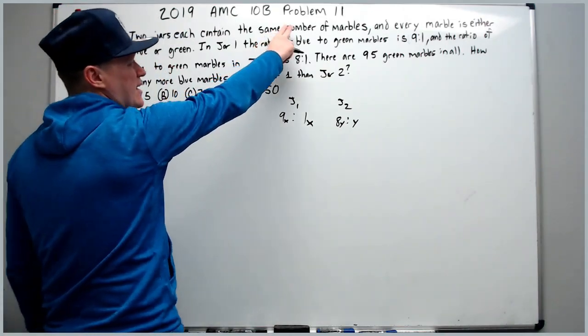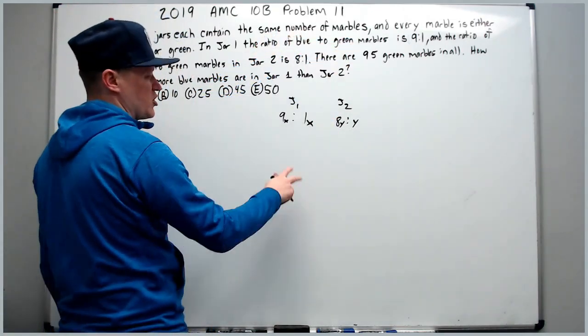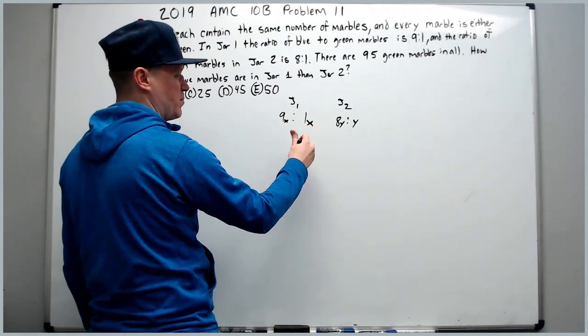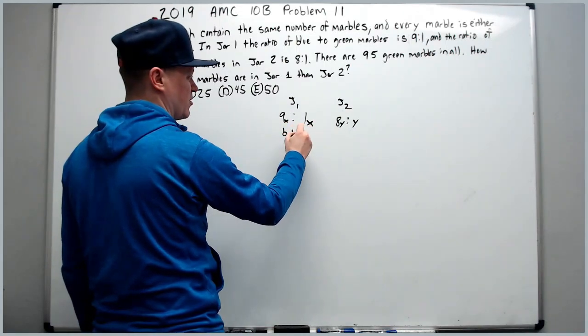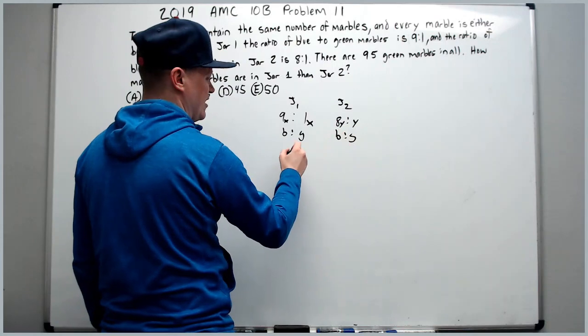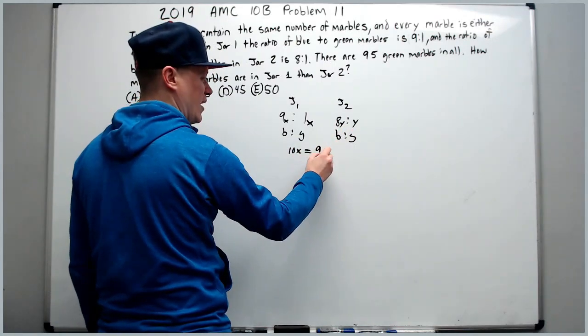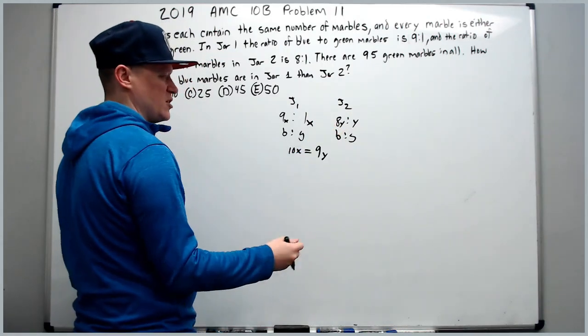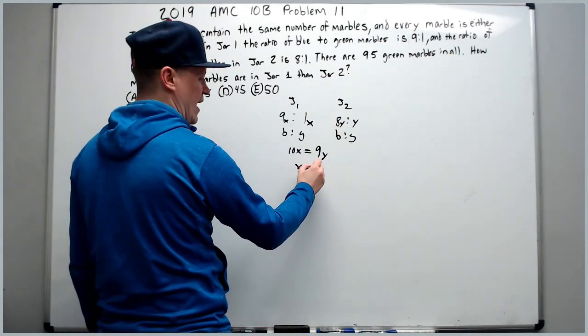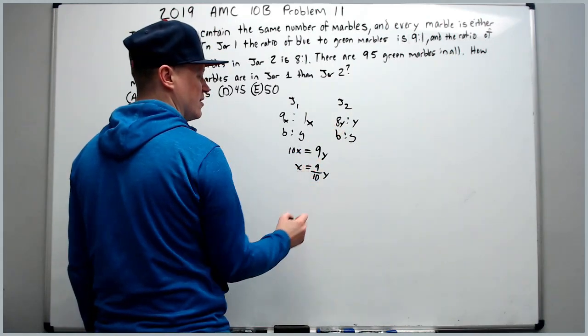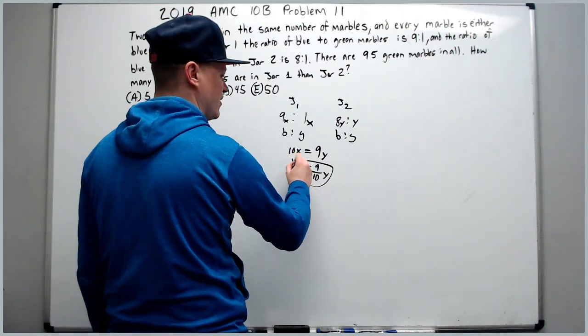It says the same number of marbles are in each jar. So you can add 9x plus x, which is the blue to green ratio, and you will get 10x. That has to equal 8y plus y, which is the total marbles in jar 2. Therefore, x is 9/10 of y. All right, this is a new piece of information.